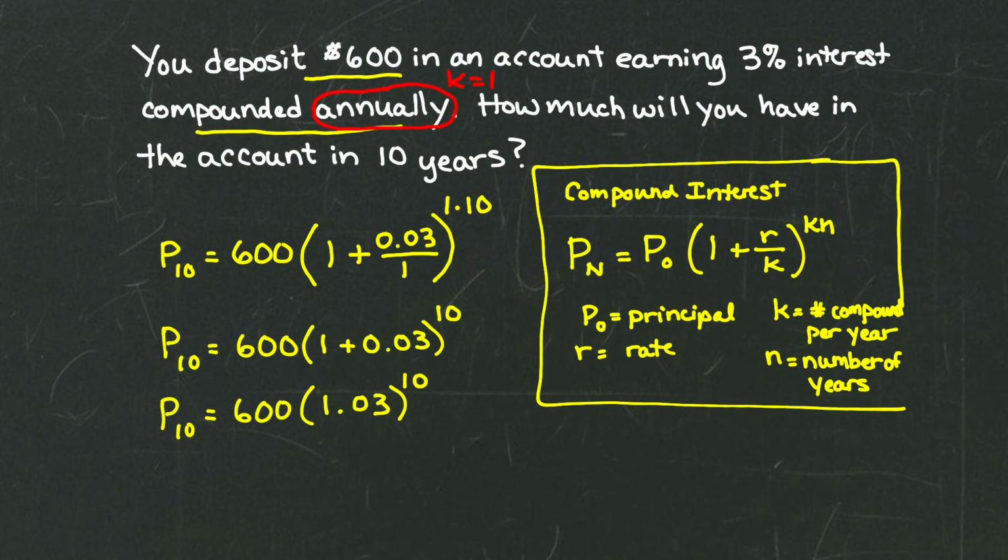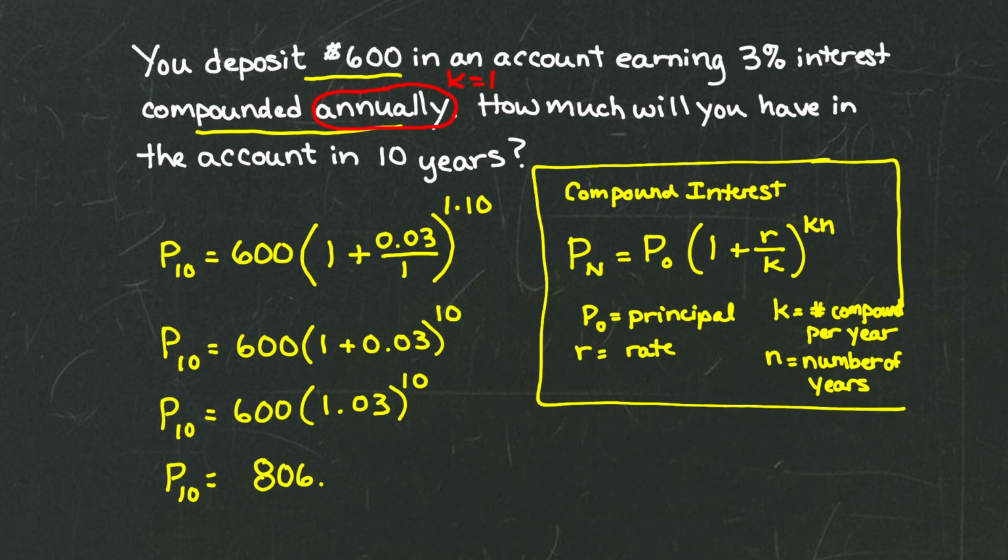Now, my favorite tool in all the world to evaluate expressions is Desmos, but for this one, I can just pull out my little scientific calculator and I can do this directly. I'm going to start with inside the parentheses and type in 1.03. I'm then going to raise it to the 10th power, and then I'm going to multiply by 600.